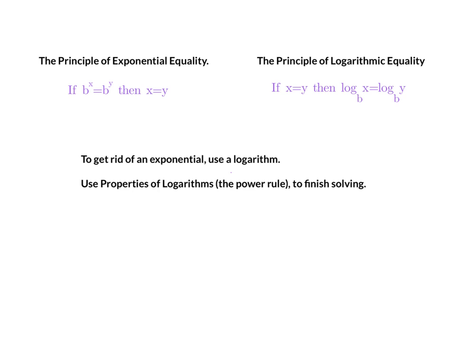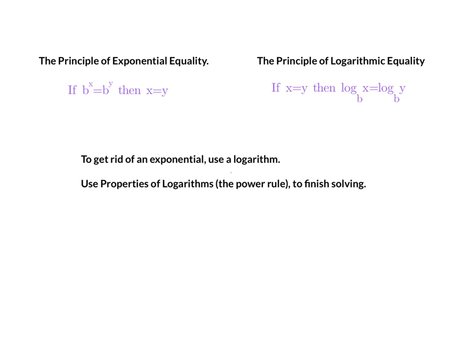So the basic idea that we have here is just like when we've looked at all of our other functions. In order to get rid of addition, we use subtraction. We use the opposite. To get rid of multiplication, we use division. To get rid of square roots, we use squares. Similarly, to get rid of squares, we use square roots. And so we're going to add to this, to get rid of an exponential, use a logarithm. We're going to need to know our properties of logarithms, as I said, the power rule. And then we're going to use our other techniques that we have already discussed in order to finish solving.